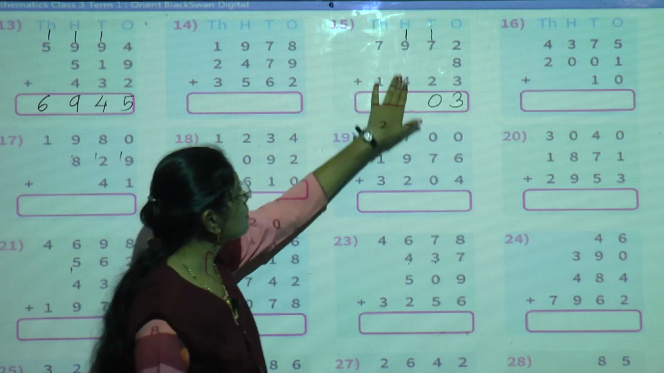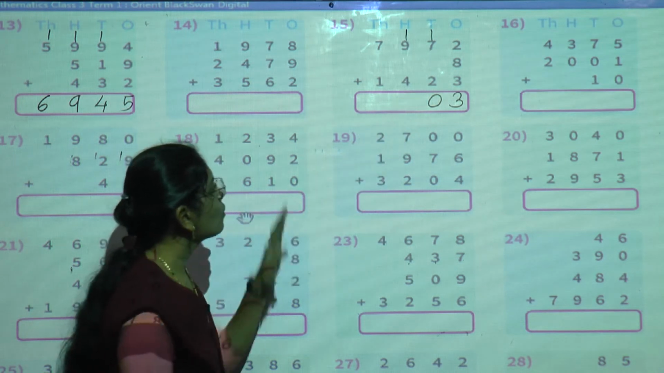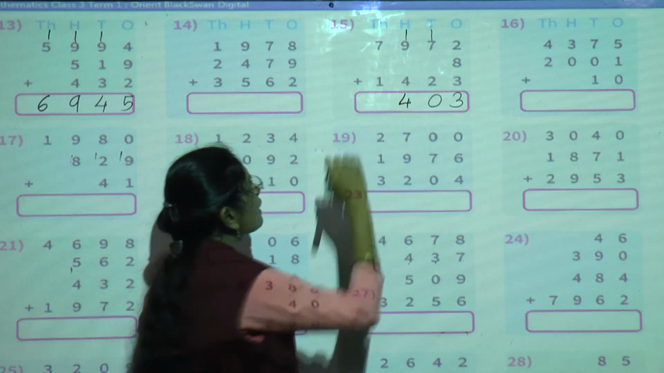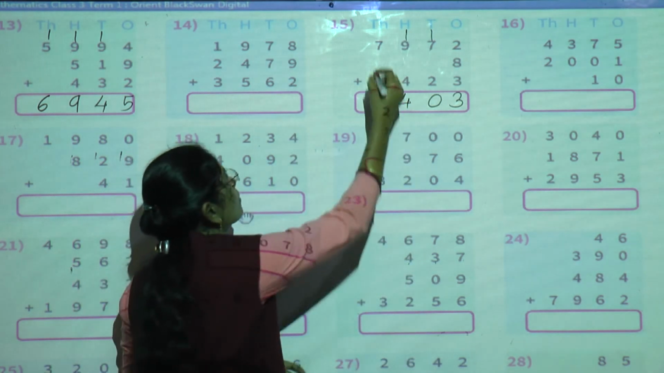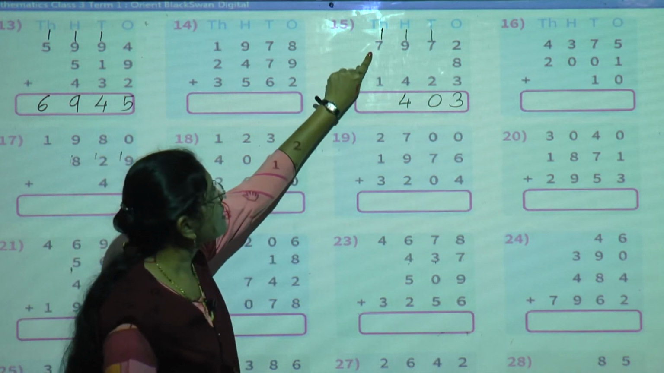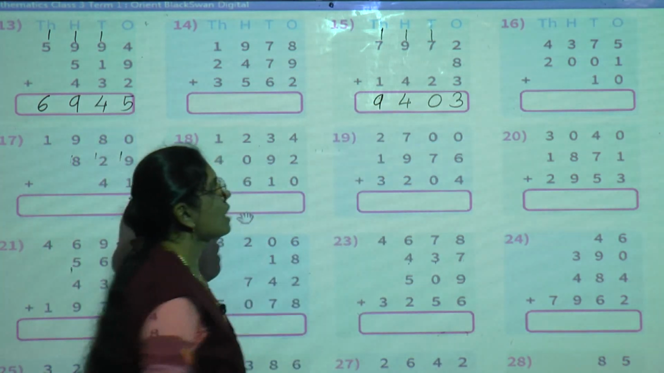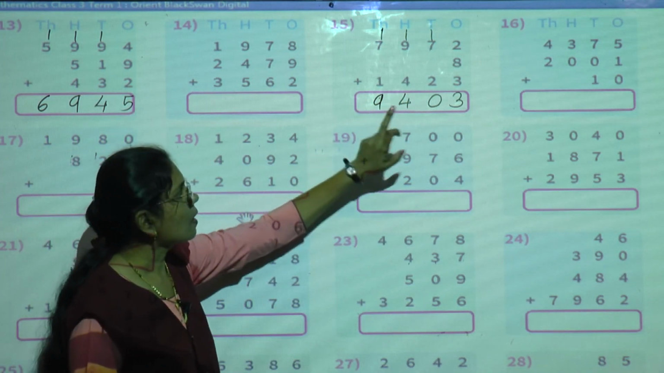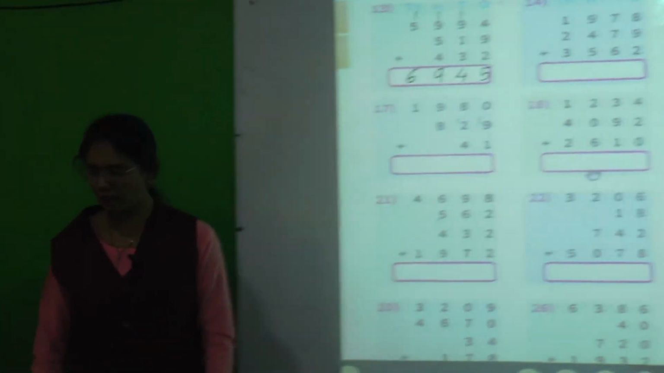Now see the hundreds place digit. Here 1 plus 9. 1 plus 9, 10. 10 plus 4, 14. 1400 means 400 and 1000. So 1 we will give as a carry to the thousands place. So 1 plus 7, 8. 8 plus 1, 9. See what is the answer? The answer is 9403. Okay. So in this way we have completed a few examples from exercise 2.1.